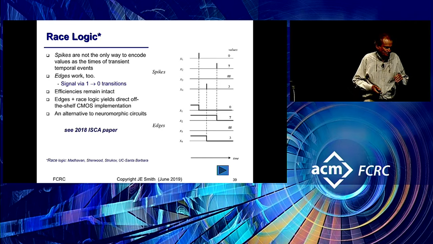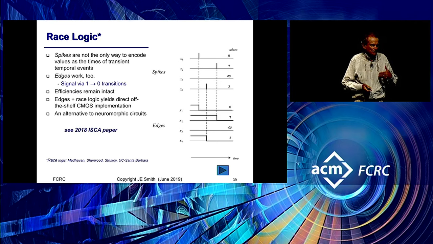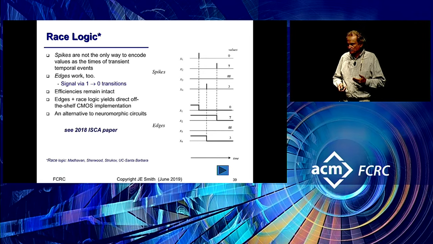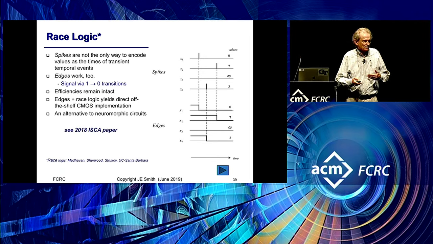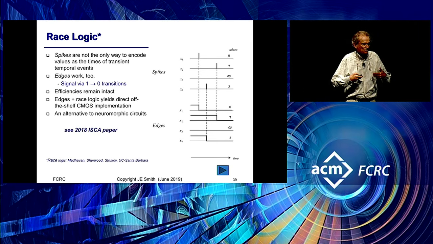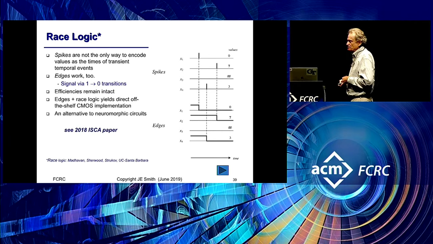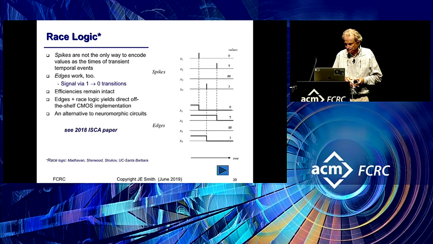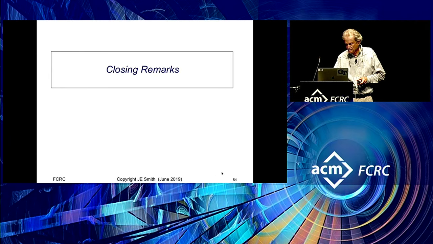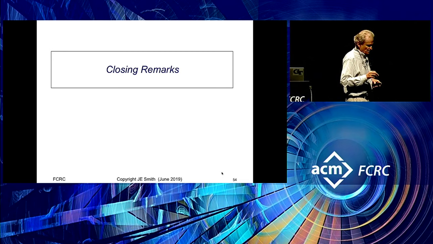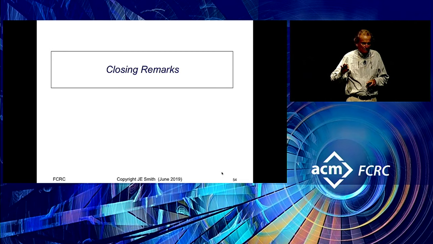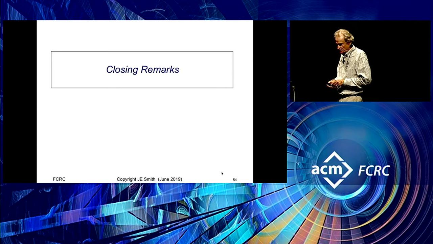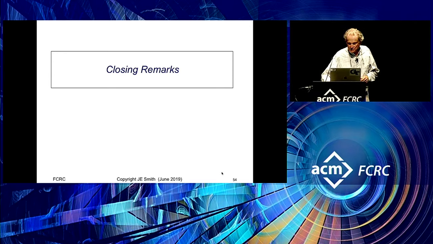And when you do that, you can use this thing called race logic, and you can actually implement these neural elements with ordinary off-the-shelf CMOS, where you're using edges rather than spikes. And so you get a lot of the same efficiencies that you might get with a neuromorphic circuit by using off-the-shelf CMOS. I'm going to take my shortcut here. My ISCA paper from 2018 talks about all that part of it, the race logic and the temporal algebra, in some amount of detail. Okay, so I just have a couple of closing remarks.